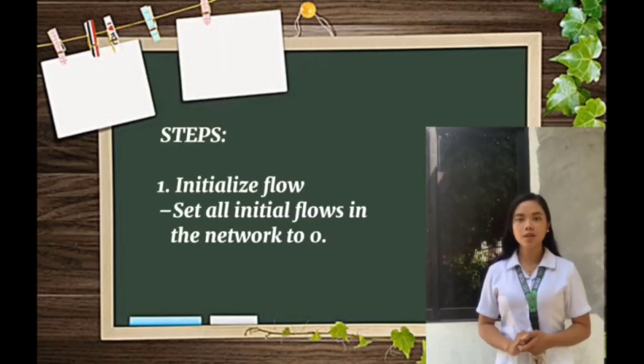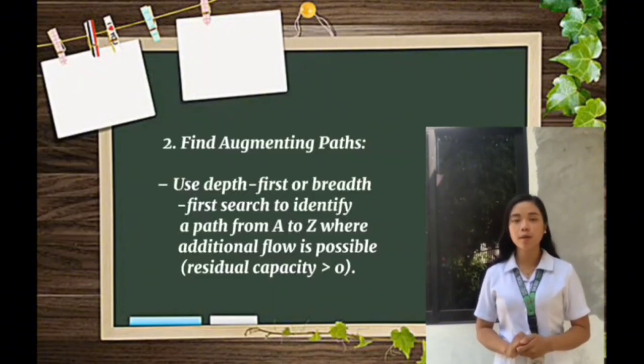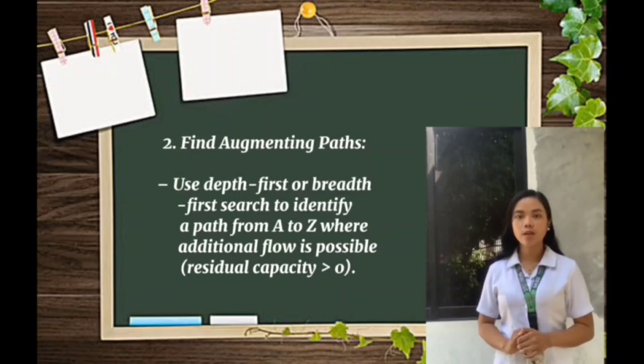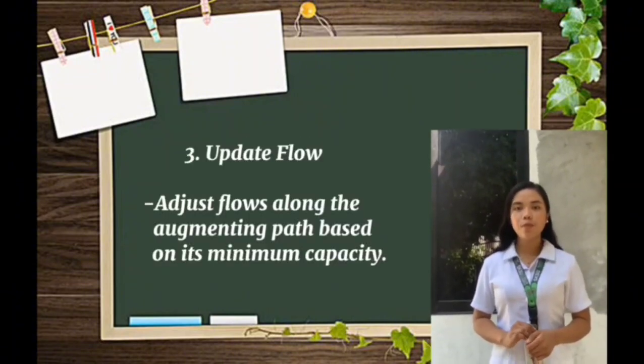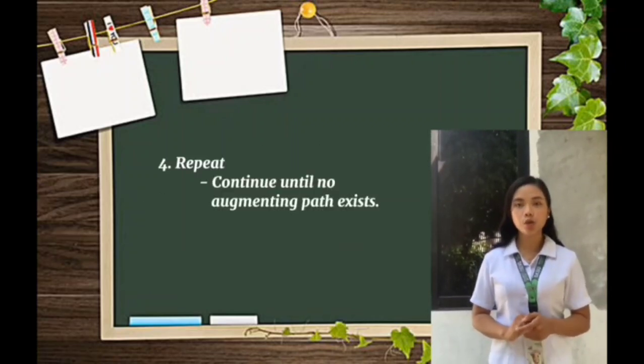The first step is initialize flow. Set all initial flows in the network to 0. The second step is find augmenting paths. Use depth first or breadth first search to identify a path from A to Z where additional flow is possible, or the residual capacity is greater than 0. Step 3 is update flow. Adjust the flow along the augmenting path based on the minimum capacity. The last step is to repeat until no augmenting path exists.